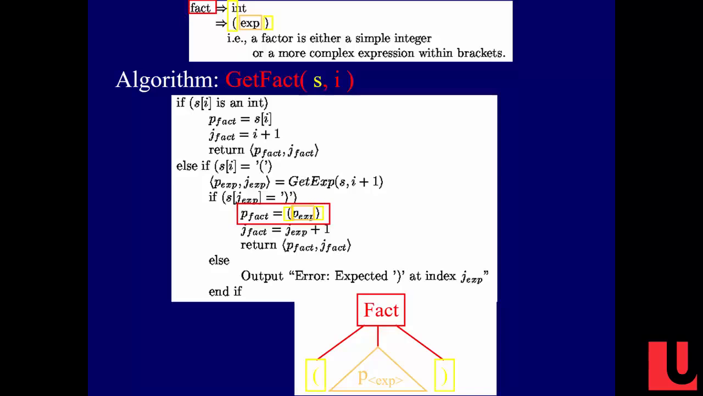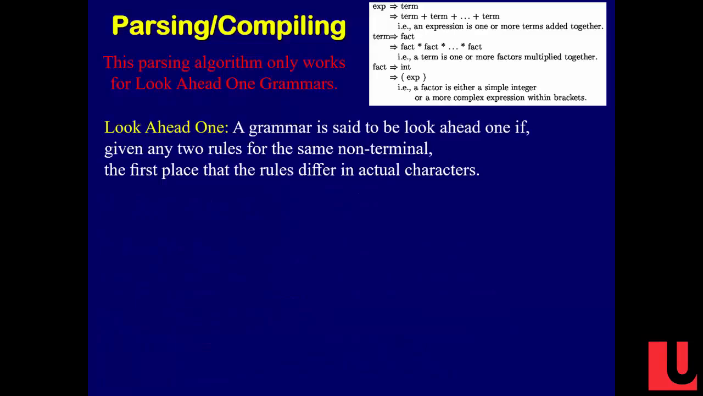All right. Now, I stuck in a little extra things here. Look ahead. One grammar is a rule in which, given any non-terminal, it has a bunch of rules, and given any two of those rules, the first place they differ is in a terminal. So you can look and see they're all the same until you get to a difference in a terminal. So let's see if we have some examples here.